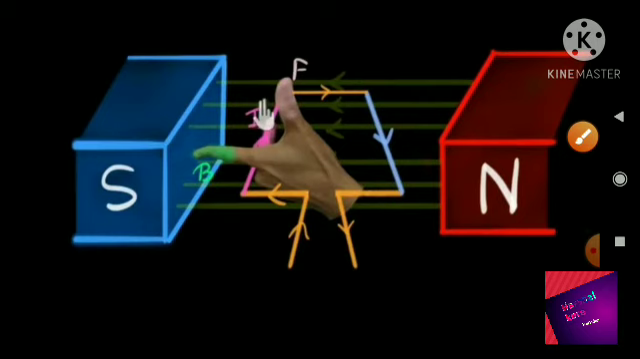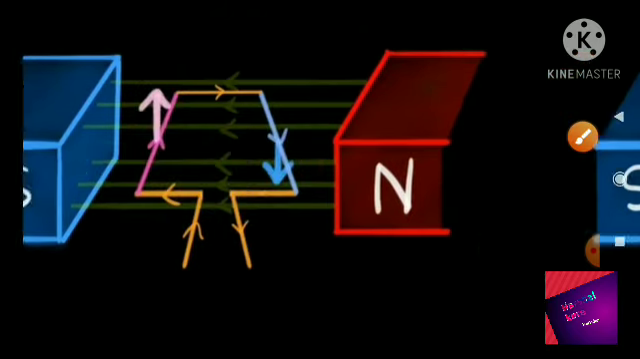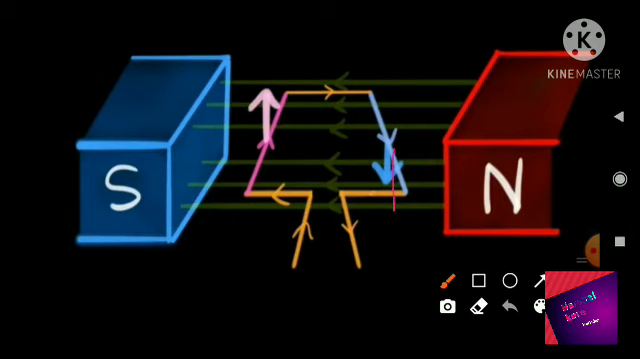By Fleming's rule, we find the force on the first side is upward, and by Fleming's rule the force on the second side is downward. But what about this and this side, the other two sides? The other two sides are parallel to the magnetic field, meaning the direction of current and the direction of the magnetic field are parallel. So there is no force. But we found the force on this side is upward and the force on this side is downward.